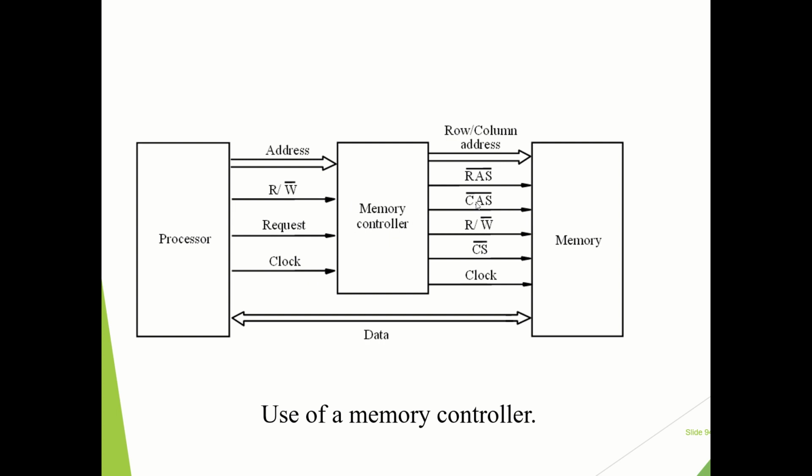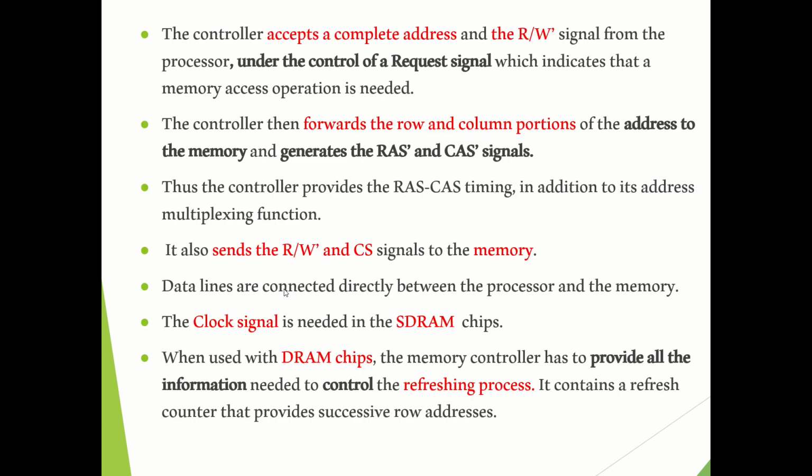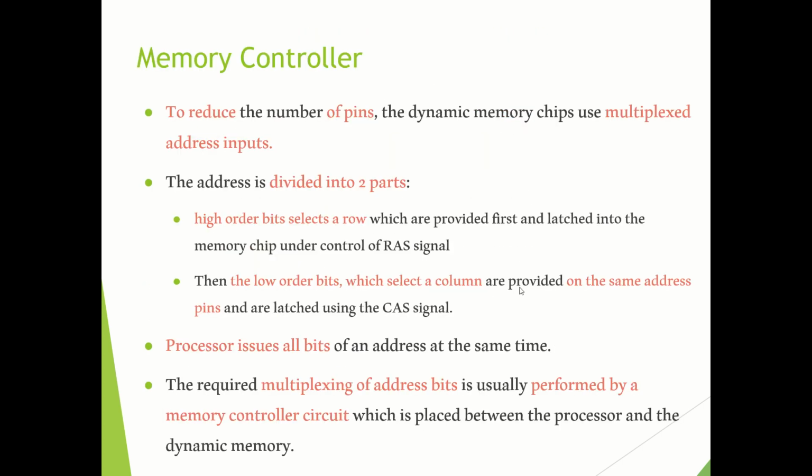Here the data transfer or communication between the memory controller and the main memory will be carried out. It will divide the entire address into row and column address. Then, in order to coordinate all the activities, the RAS and CAS signals are issued by the memory controller at the appropriate time. Then the read-write request will be forwarded to the memory, chip select will be done by the memory controller, and the clock is also provided by the memory controller. After that, the data transfer between the processor and main memory will be carried out. So these are the main points we have to study about the memory controller.